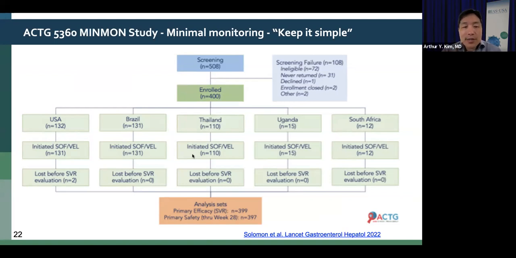I'm sorry, I've not described this yet. And so for those of you beginning to have hepatitis C, it's what we call an SVR or a sustained virologic response, which is negative virus, cleared virus, 12 weeks after the cessation of treatment.